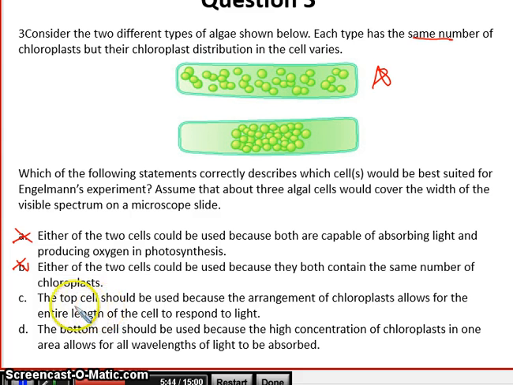The top cell should be used, and that's what we agreed upon, because the arrangement of chloroplasts allows for the entire length of the cell to respond to light. And remember, over here it said about 3 algae cells would cover the width of the visible spectrum. So this one is our correct one. The bottom cell should be used, and we already said no, that's not going to be an option.